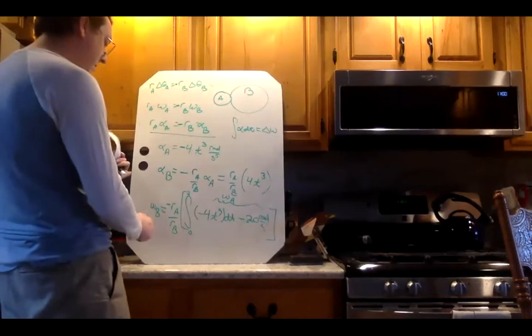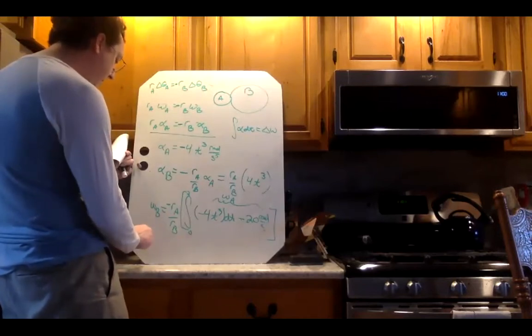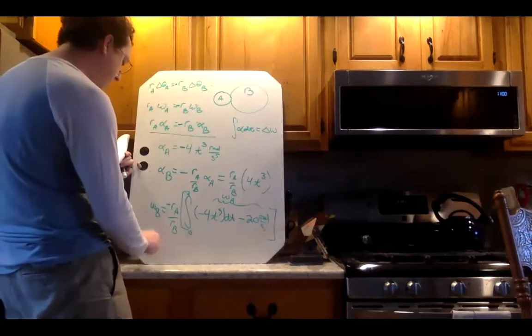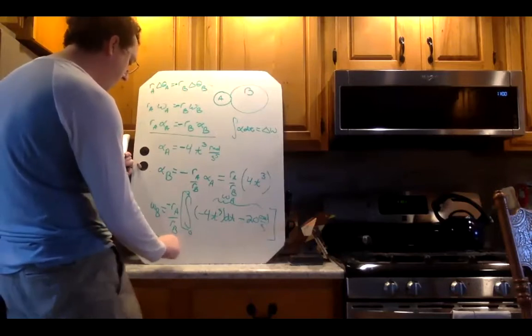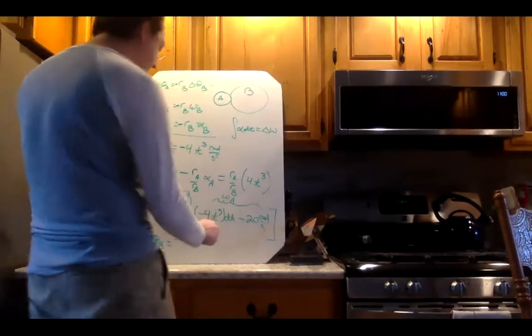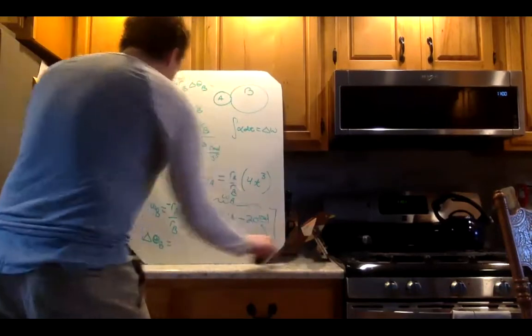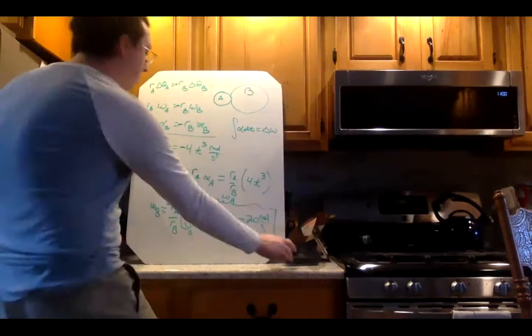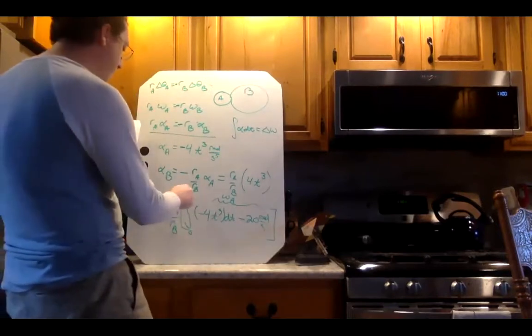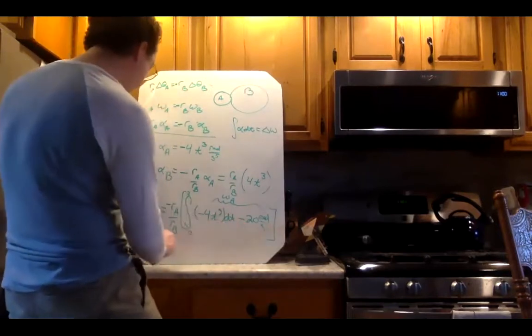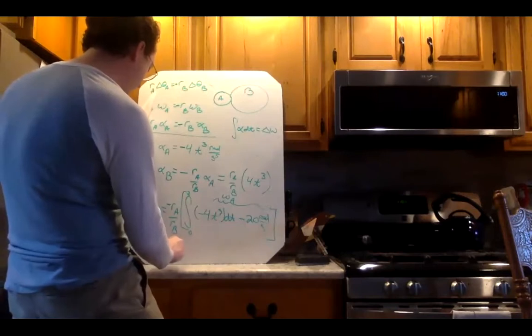All right. And then I want to integrate again to get the change in the angle, or change in theta for B. So I integrate this. Oh, stop. Before I do that, they want the actual number at time 2. So let's do this thing. I'm going to get minus RA over RB.